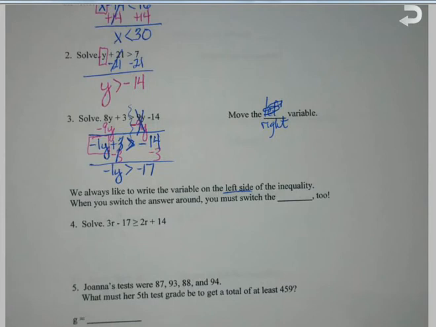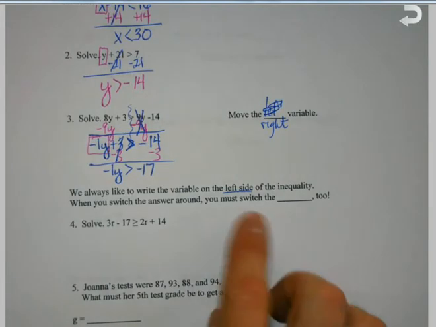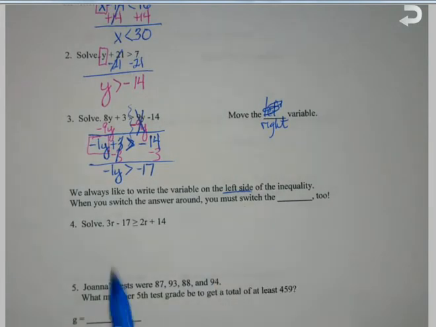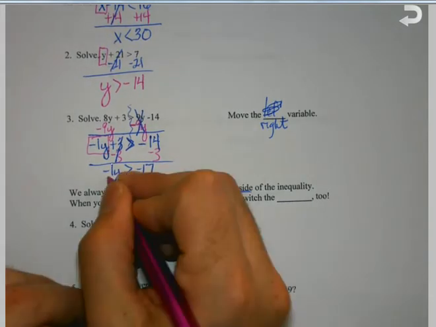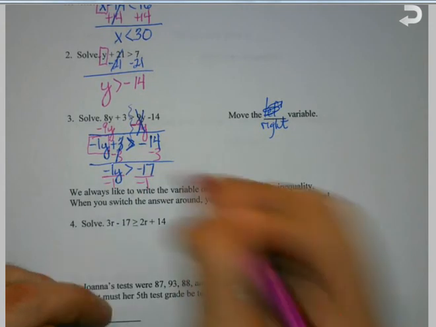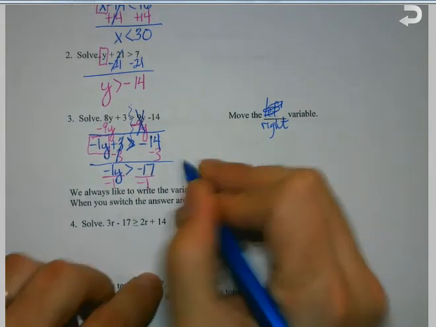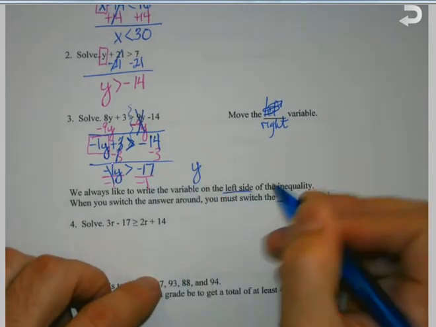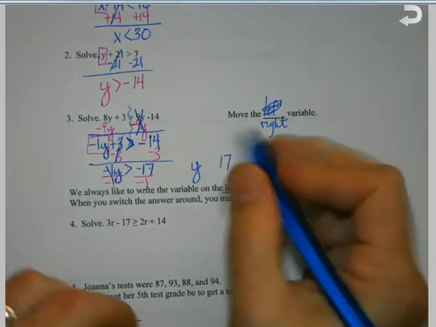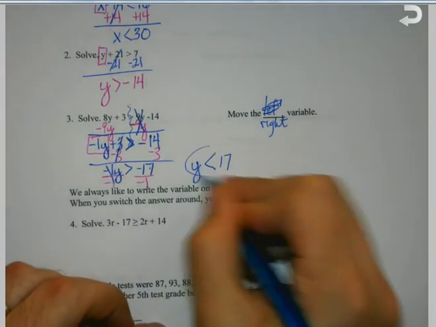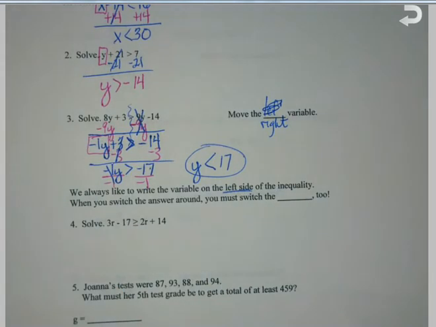Now here's the part with inequalities that gets a little tricky, and we're going to talk about it right here. We've got the variable on the left side. Y is not quite by itself yet. Right now I'm multiplying it by negative 1. So what's the opposite of multiplying? Divide. Here's the catch. You're like, okay, there's y. Negative divided by negative is positive. But I have to switch the arrow around because I divided by a negative.